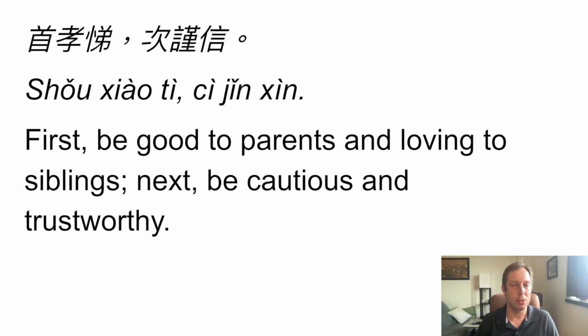And the second part of this phrase has the same structure. 次 means next, and 谨信 means be cautious and be trustworthy. So 谨 is to be cautious, 信 is to be trustworthy. So 首孝悌次谨信. First, be good to parents and loving to siblings. Next, be cautious and trustworthy.